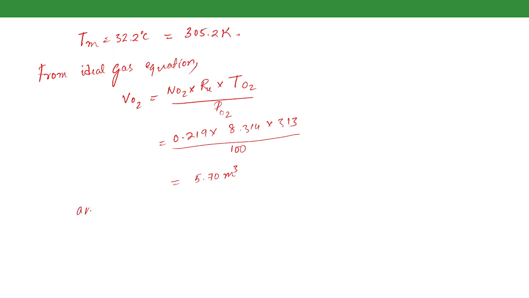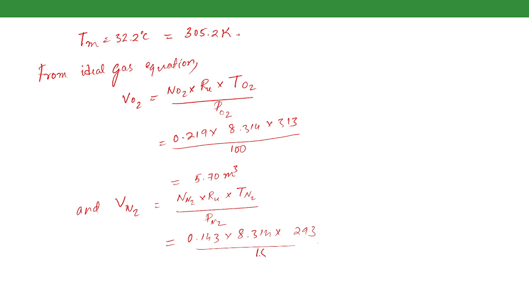And the volume of the nitrogen gas is the number of moles of nitrogen multiplied by the universal gas constant multiplied by the temperature of nitrogen, divided by the pressure of nitrogen. So these were the initial volumes. Dividing by 150, this comes out to be 2.32 meter cube.